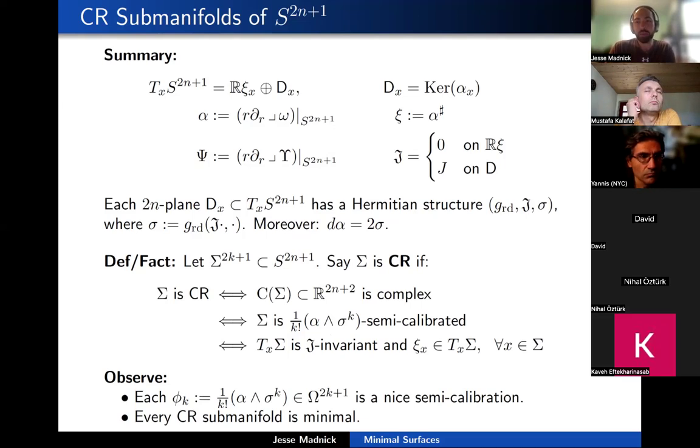Every CR submanifold is minimal. In my opinion, these are extremely fundamental. They're the links of complex cones. It would be really great, I think, to understand the Morse index of these things in greater detail.